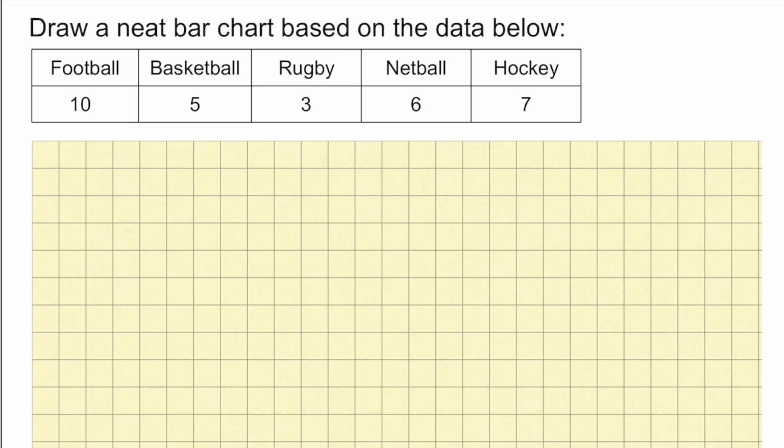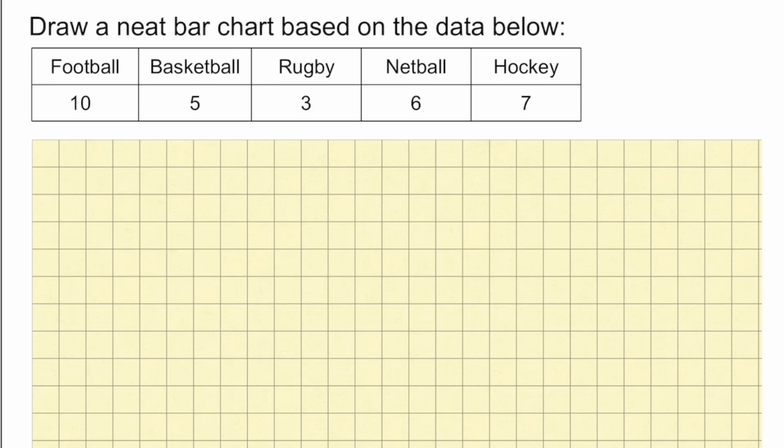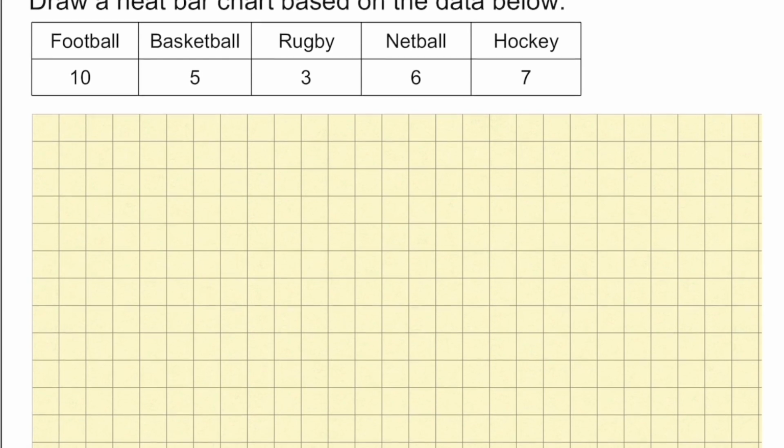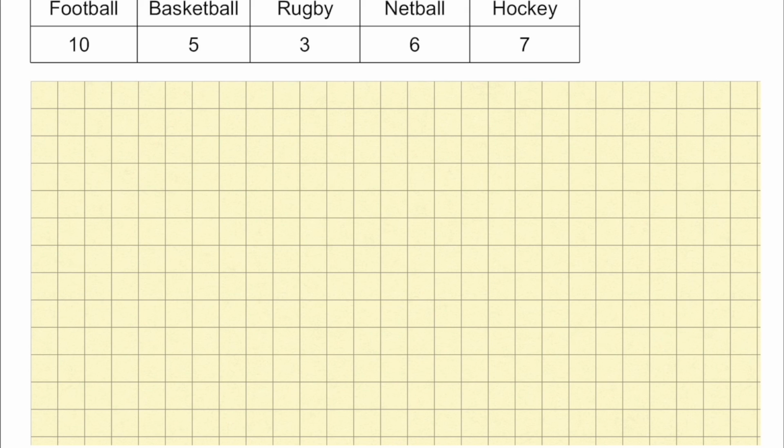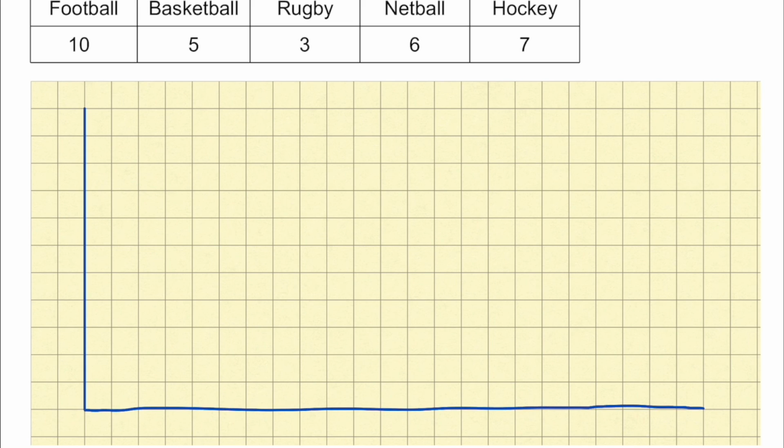Okay, so it's asking us here to just draw a neat bar chart based on the data below. So I'm going to suggest that this might be another survey about the favourite sports that people like. The first thing that we're going to do when we try and draw a bar chart is just draw a set of axes. So I'm going to draw one here. That's going to be my vertical axis, which is going to tell me what the numerical value is. Then I'm going to draw a horizontal axis where I can put all the different categories.